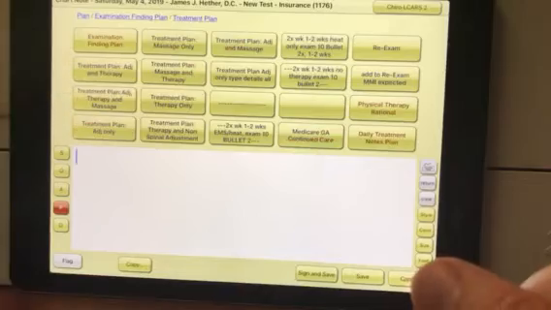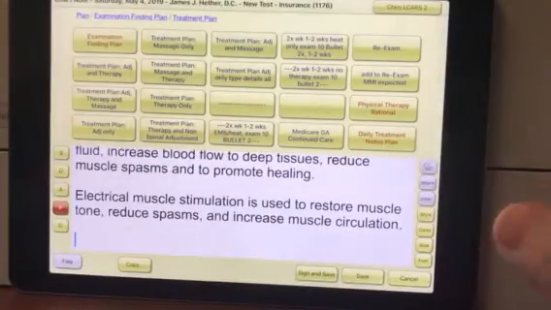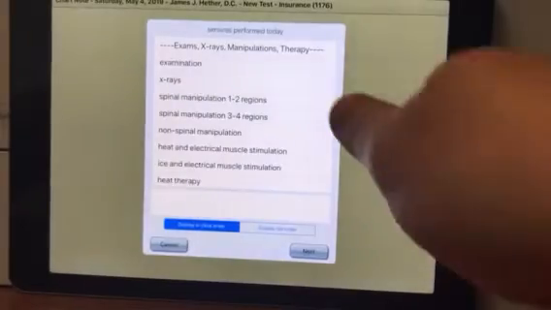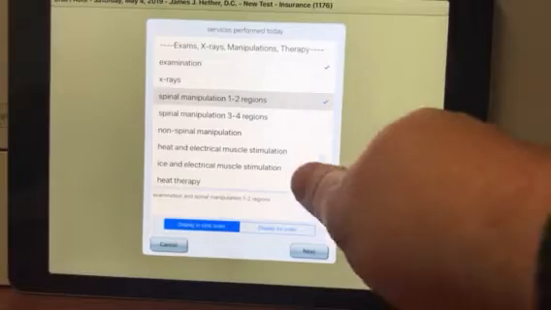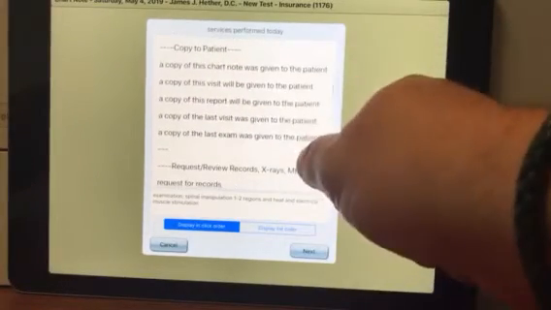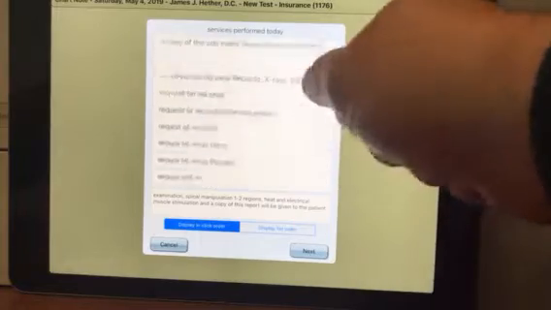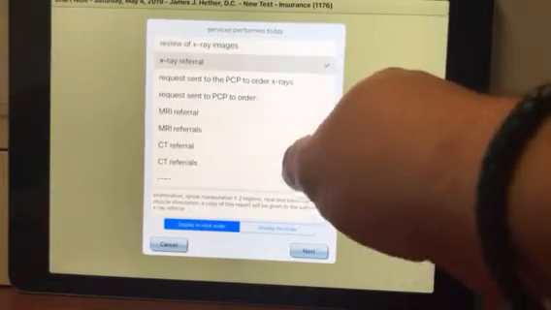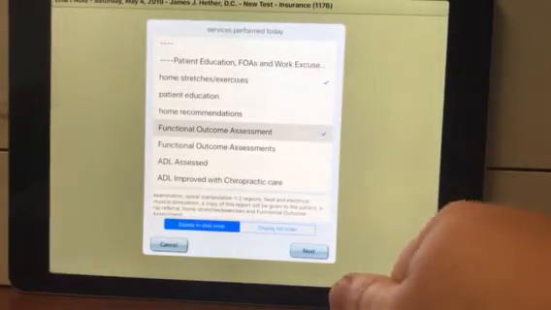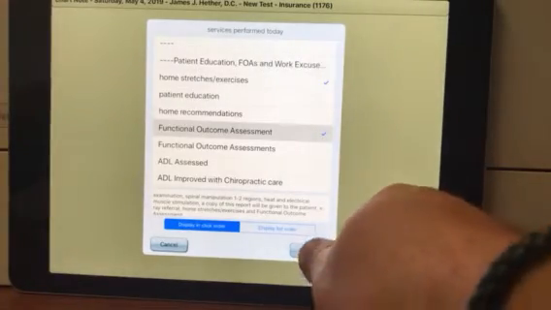And for the treatment plan, I'm going to push this one right here, which is twice a week for 1 to 2 weeks with muscle stim and heat. And I'm also going to say that today's visit included an examination, a manipulation, 1 to 2 regions. We're going to do some muscle stim and heat on the individual. I'm going to give them a copy of these notes because I referred them out to x-rays, but I also want to give them some home exercises. And we also did that functional assessment there.